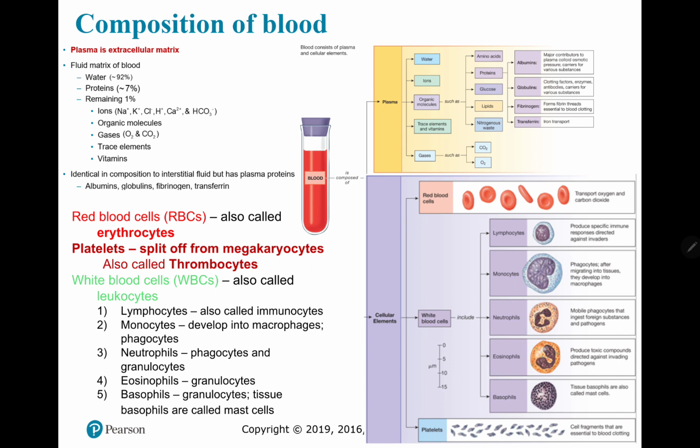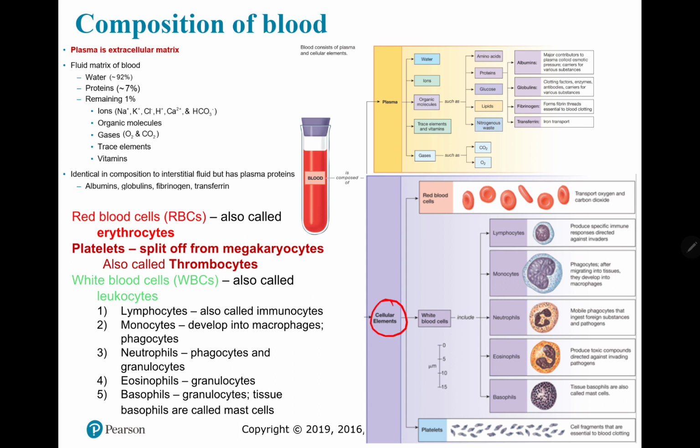Now, the plasma is going to be, in a sense, almost a little bit identical to the composition of interstitial fluid. However, we have plasma proteins in your plasma, whereas there are no proteins in that interstitial fluid. And so we're going to have those important plasma proteins such as the albumins, the globulins, the fibrinogens, the transferrin proteins, things like that. And what's going to make up your formed elements or your cellular elements?